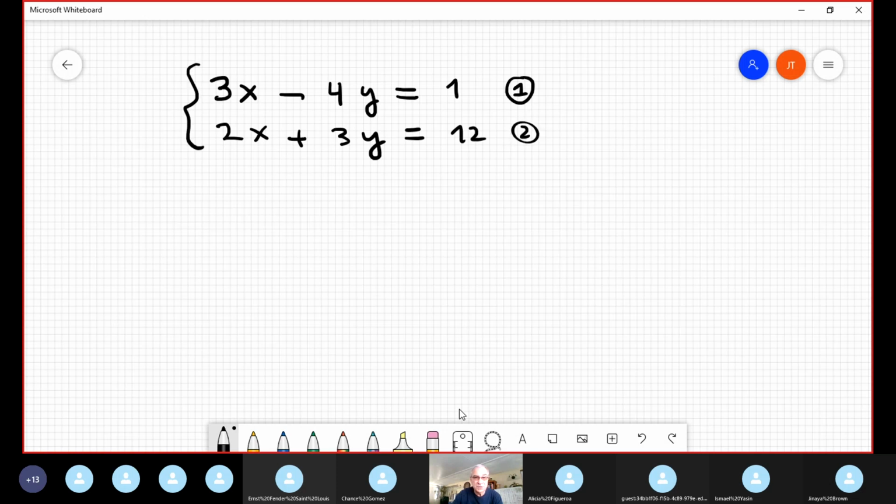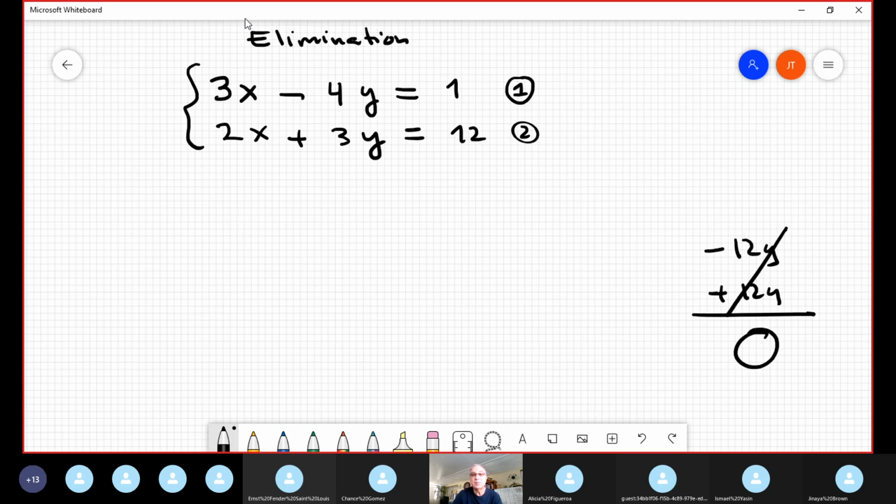But I don't see any coefficient of 1 or negative 1 in front of the variables. So I need to apply elimination. What is the key idea for elimination? The key idea for elimination is that you have, for example, the same coefficients. Suppose negative 12y and positive 12y. And when you add, this is 0. This is the elimination idea.